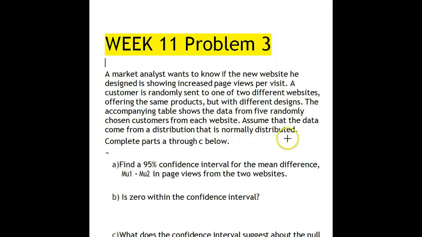They are normally distributed, so we are definitely going to be using the Student t-test, and we're going to use a 2-sample test. That's going to be important to note. So part A wants us to find the 95% confidence interval for the mean difference. So here goes.